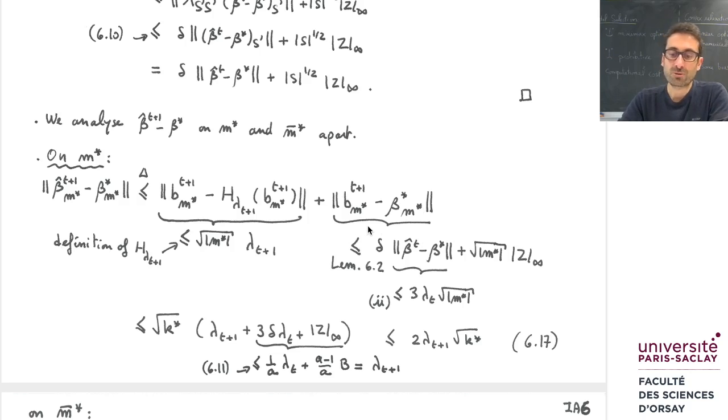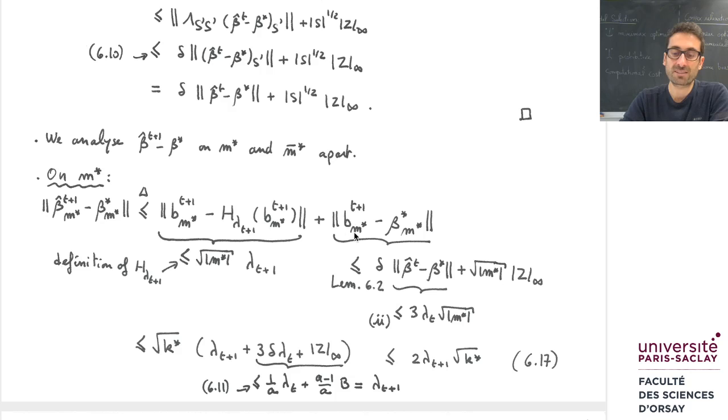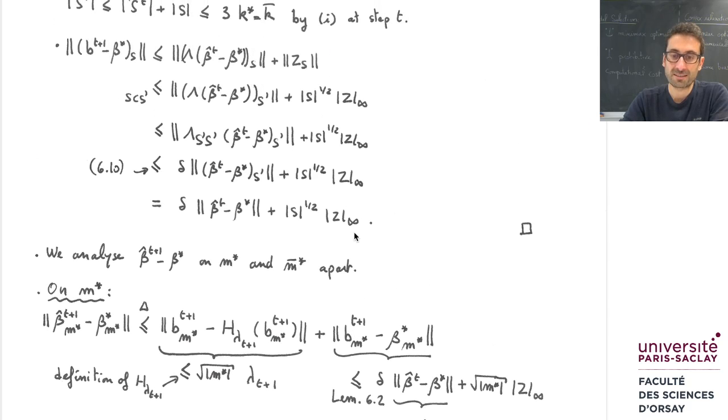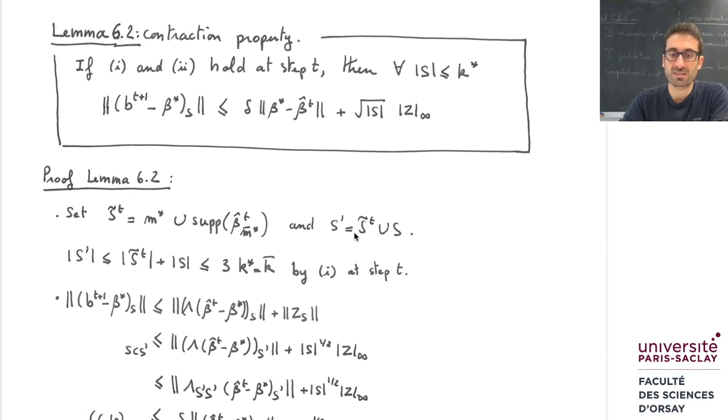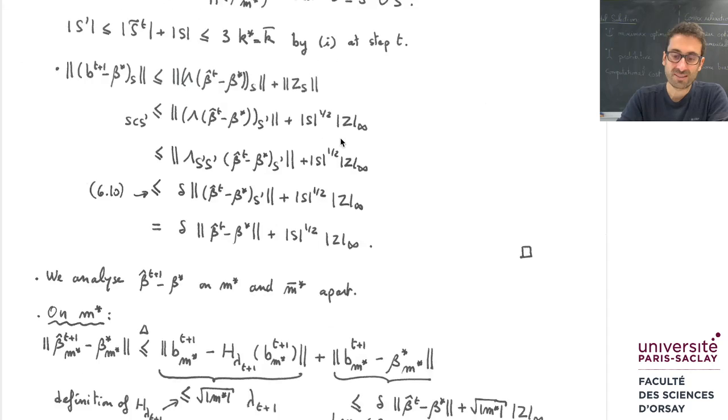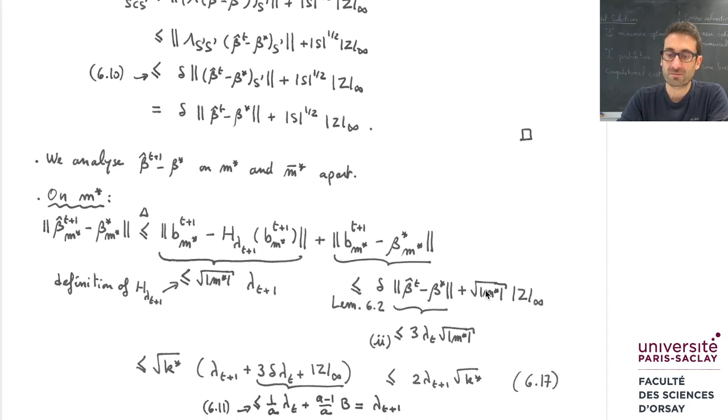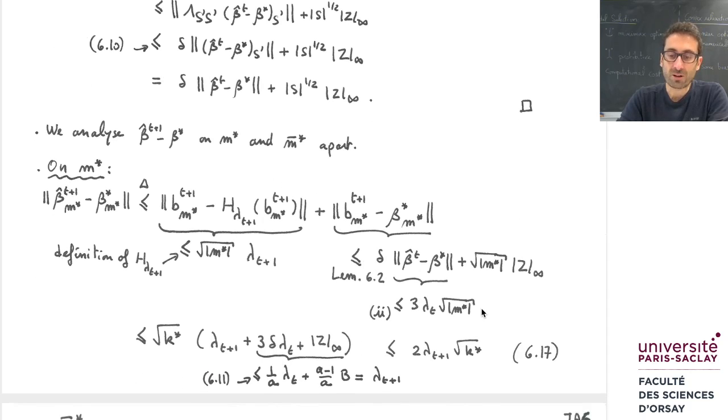If you look at this additional term, you will use the fact that M star has a cardinality equal to k star. So you're really looking at something of this form, with S equal to M star, which has a cardinality equal to k star. So you will use this inequality for S equal to M star. If you plug in this inequality, you get this bound. And in this bound, you can now use the induction hypothesis.